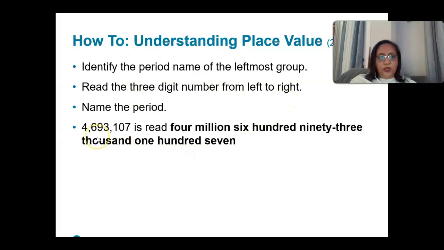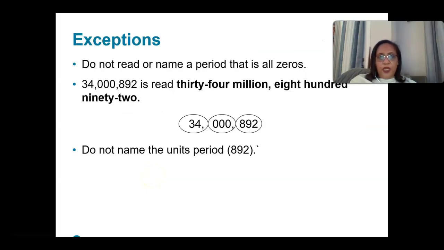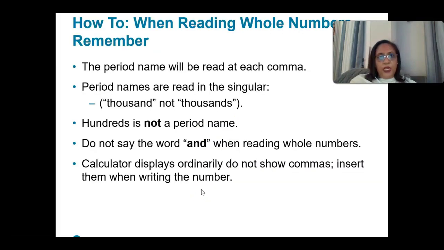Okay. So this would be 4,693,107. This would be 34,892. So even though there's zeros there, they still have a place value. And then the period name will be read by each comma. And I said that earlier. Okay. So 1,000, not 1,000. Hundreds is not a period name. And do not say the word and.